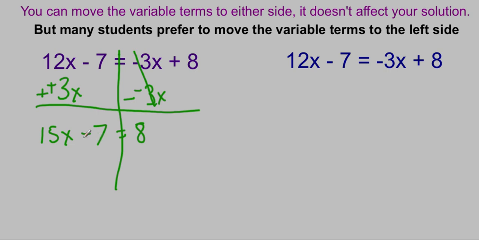Now I solve it like a 2-step equation. They're subtracting, so I'm going to add 7 to both sides.